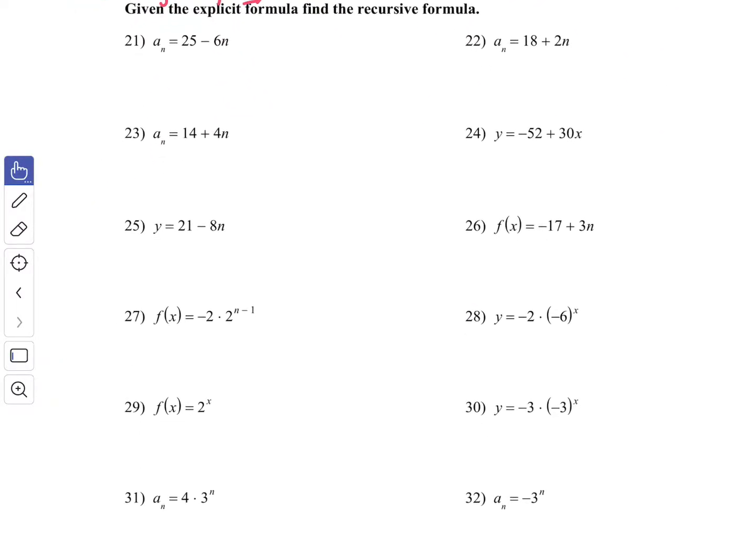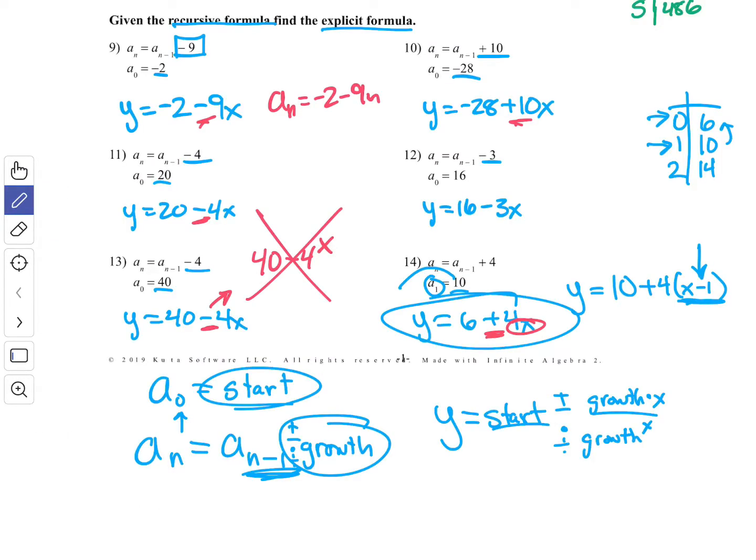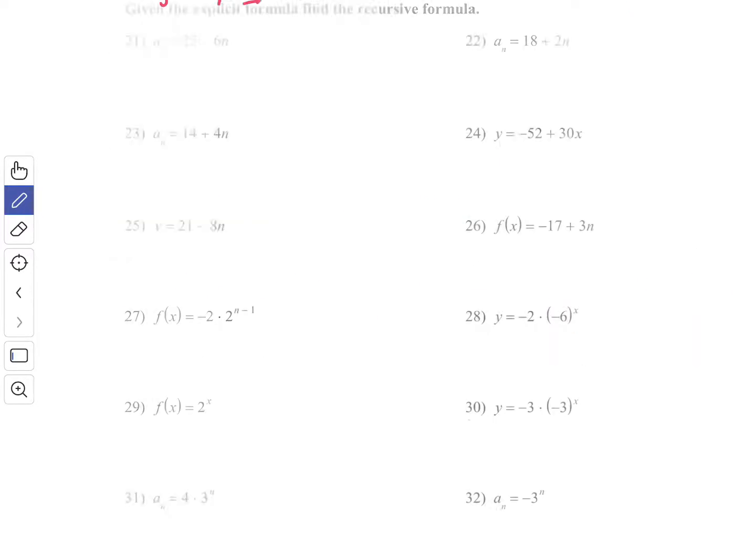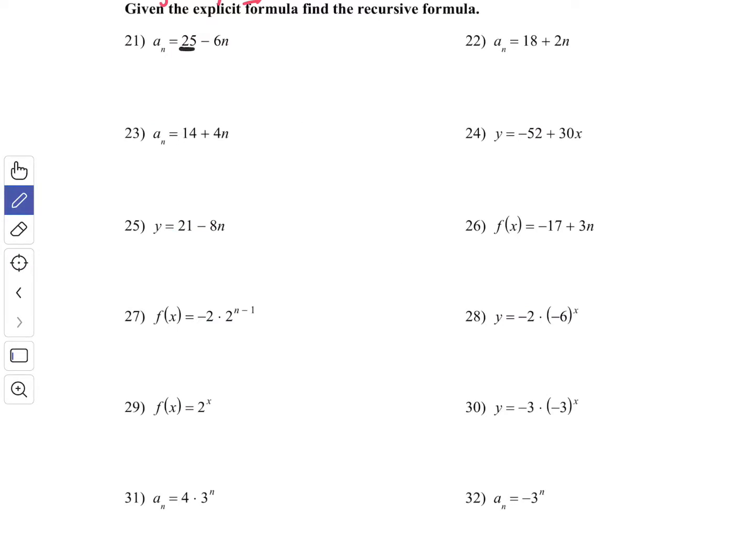So, all right. Okay, now let's move on to now, given the explicit formula, find the recursive formula. Okay? So again, we go back to here. So now we find the start here and the growth here or here, depending on which type. And we're just going to plug it in to the pieces that we have. Okay? So my start would be 25. So I'm going to go a sub 0 equals 25. Then a sub n equals a sub n minus 1. What am I doing? I'm minusing 6. And that's all I do.